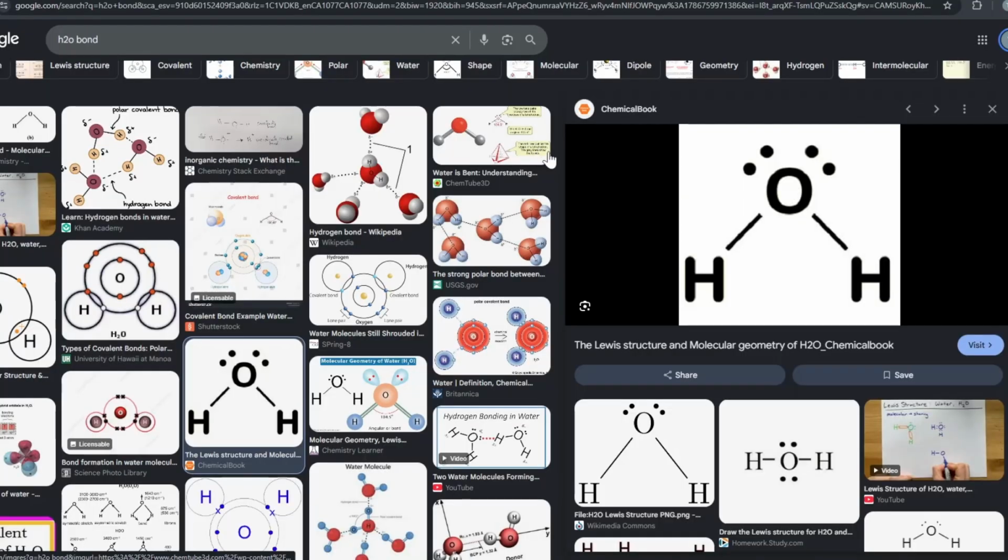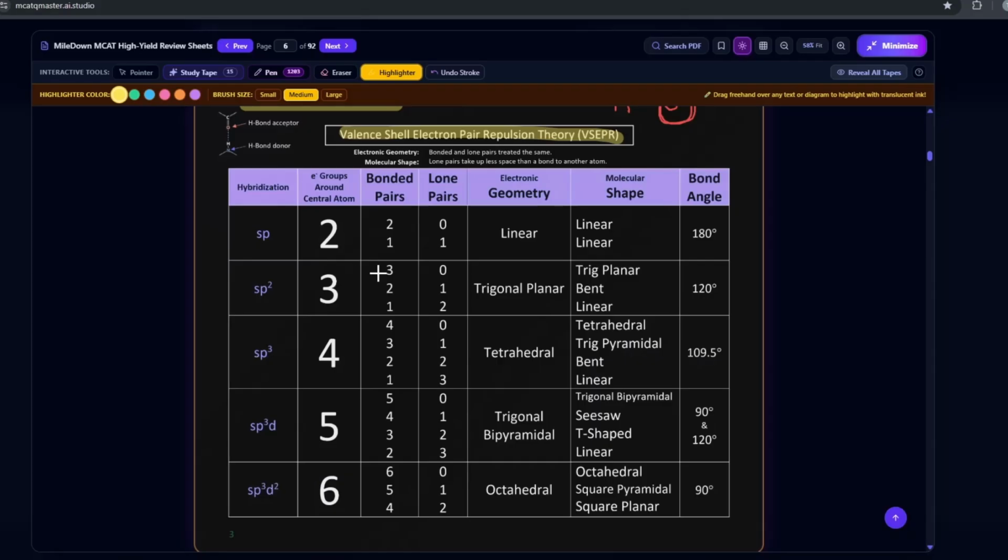It has a bent shape. What was I doing here? Now I'm just tired, man.